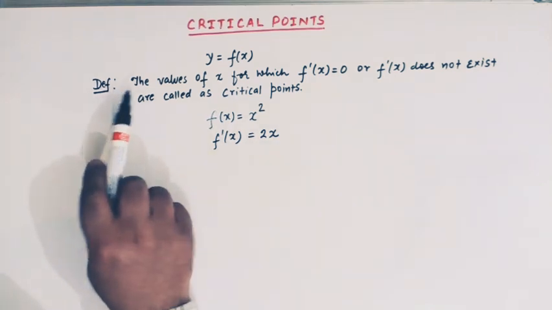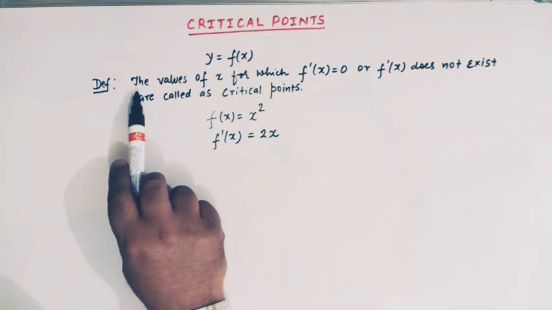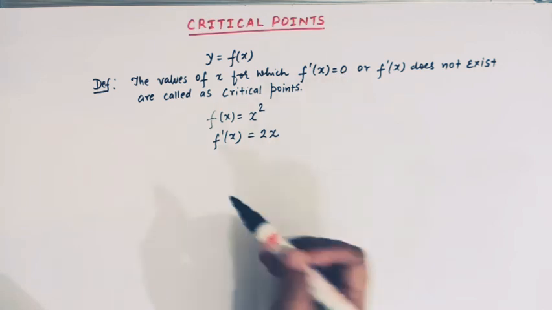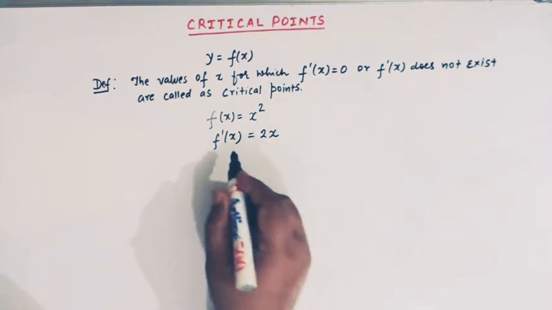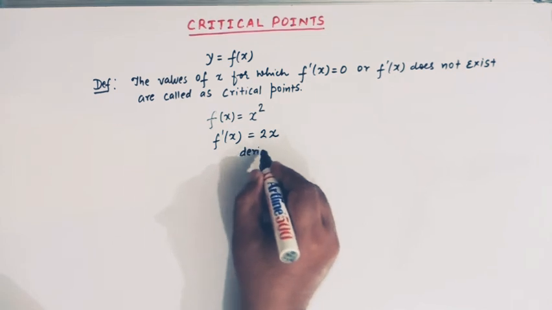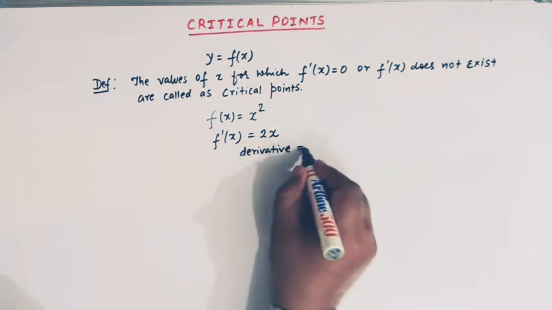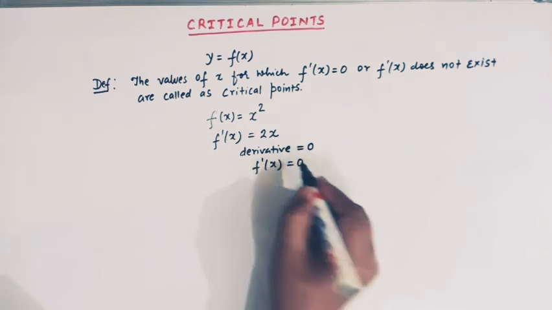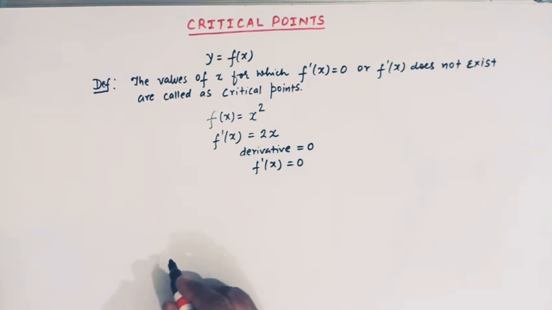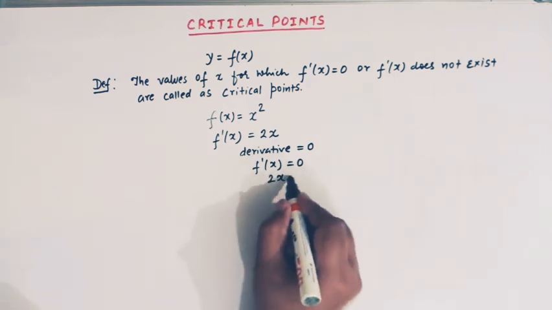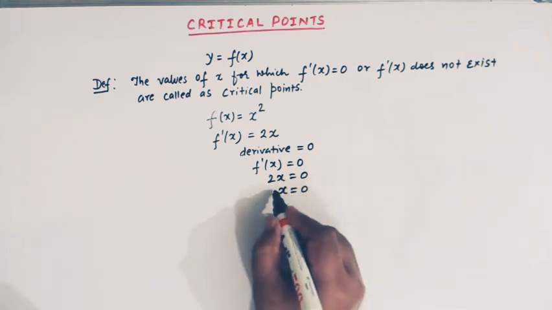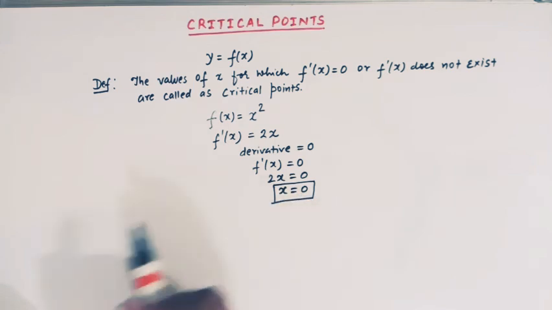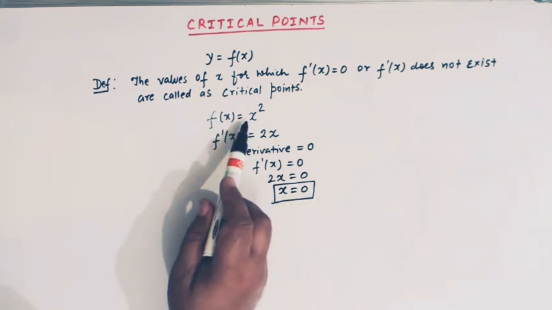Now the definition of critical points states that the values of x for which f prime of x is equal to 0. It means let us equate the derivative equal to 0, right? So we equate f prime of x equal to 0 in order to obtain the critical point. So we have 2x is equal to 0, so x is equal to 0, right? Now here x is equal to 0 is the critical point of this function, right?